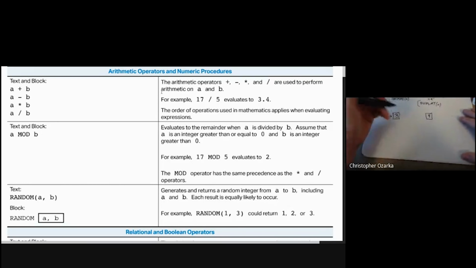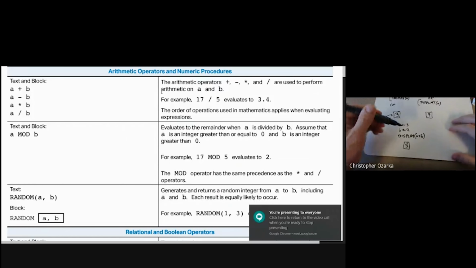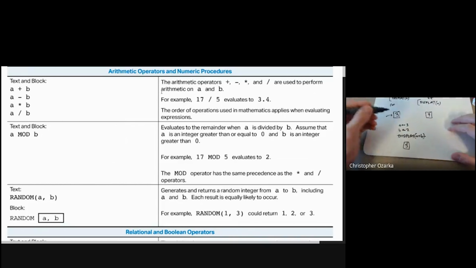Okay, so say I had something where a is 3 and b is 2, and then I wanted to display a plus b. Okay, 5 would be the output on this. Now, say I didn't have the display here, but I just had a plus b. Believe it or not, nothing would actually output on this. There would be no output because you didn't display anything.